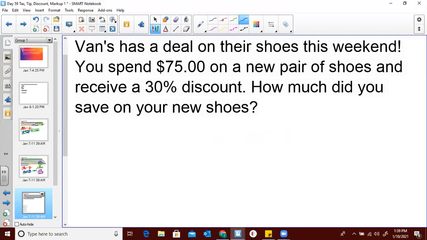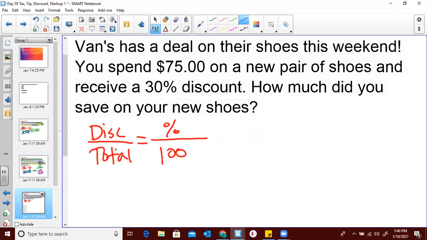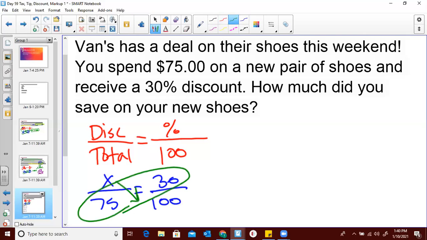So again, as we've been doing, set up your two fractions for your proportion. In the numerator of the first, we're going to have our discount, and that's going to be over our total. And it's always going to equal percent over 100. When I fill this in, my discount's my X, my total is 75. My percent savings or discount is 30, and that's always over 100. So I cross multiply the numbers that I can and divide by X's partner. When I do that, X is going to equal $22.50.